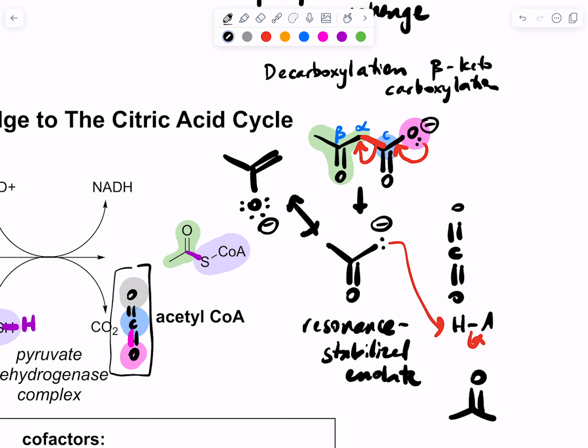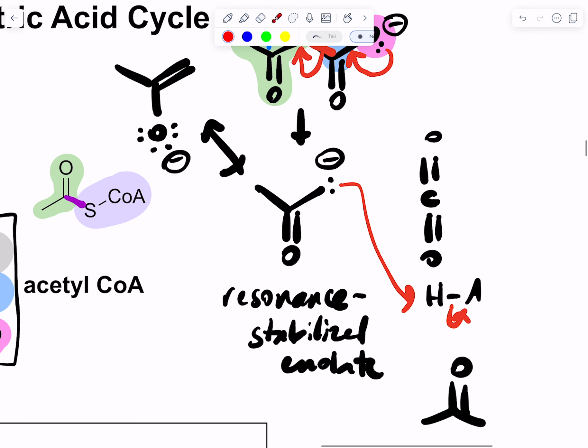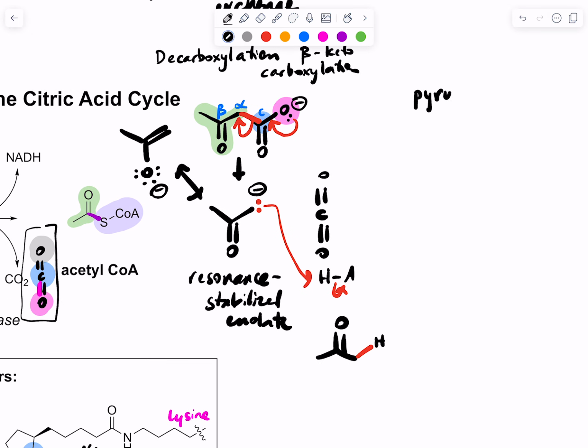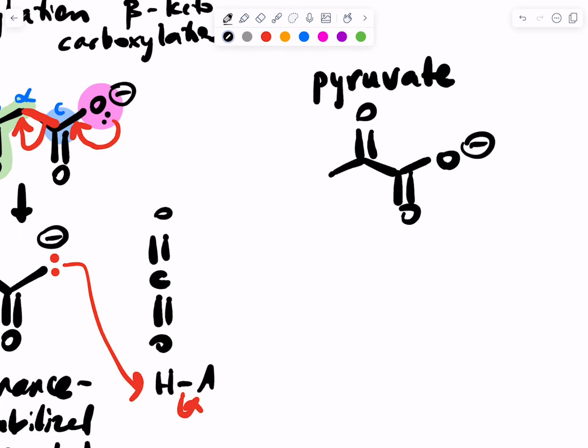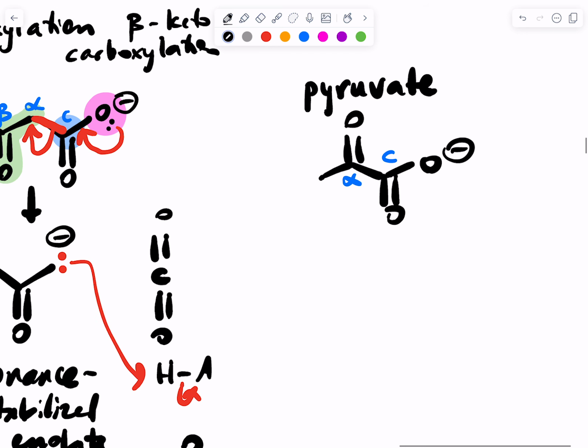And that happens spontaneously, no oxidation necessary. The electrons in this carbon to alpha carbon bond actually end up here as a lone pair on the alpha carbon, and then here as in the CH bond. So that's not an oxidation reaction. There's no loss of electrons. In contrast, notice the structural difference between a beta keto carboxylate and pyruvate. For pyruvate, it's an alpha keto carboxylate.